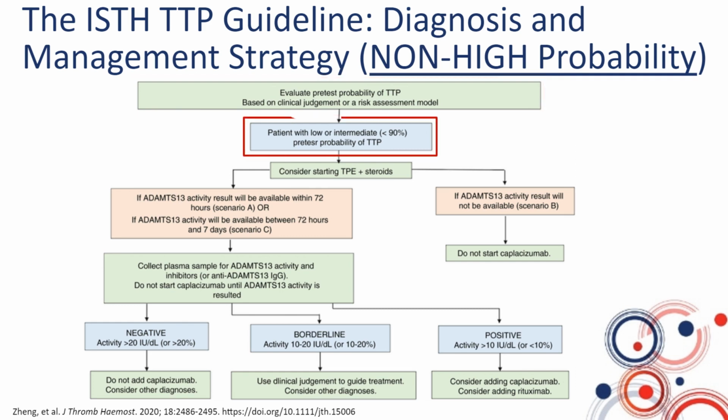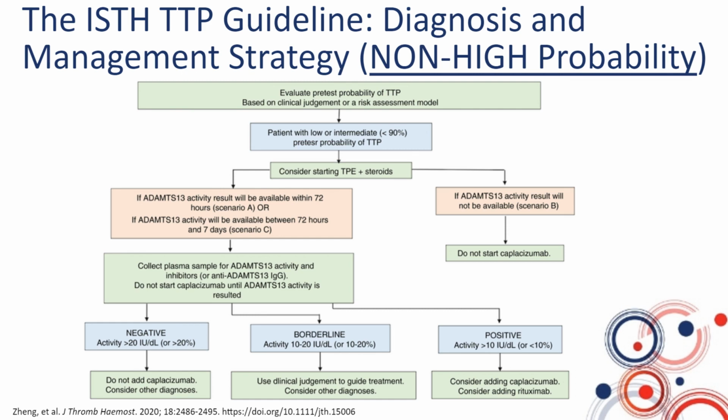Then the patient is with low or intermediate risk, less than 90%. There is the probability of TTP, but the risk is not really high. Then you consider to get a plasma sample, start plasma exchange and treat with steroids plus plasma exchange, and send your samples out for ADAMTS13 measurement.